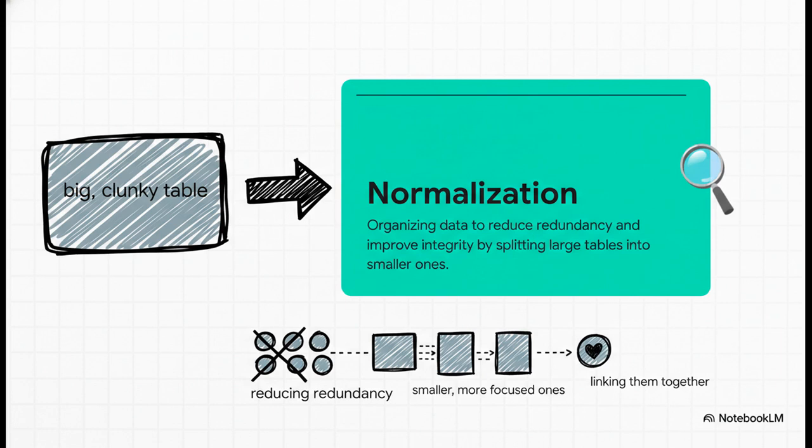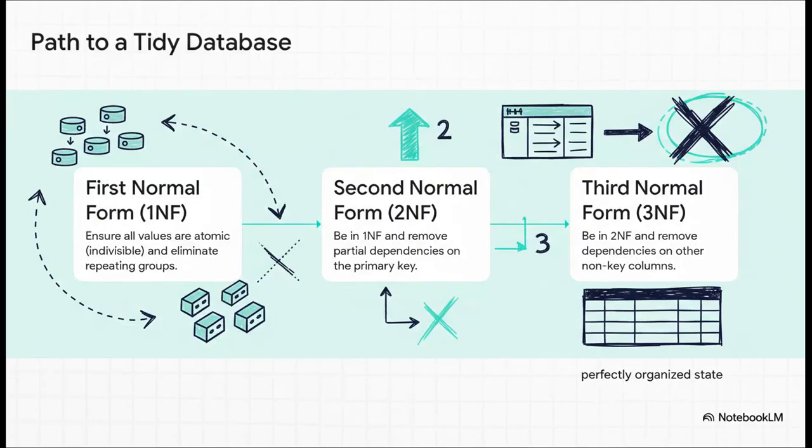And the way you do that is by breaking down these giant, clunky tables into smaller, much more focused ones, and then you just link them together. This is what makes sure your data stays logical, consistent, and way, way easier to manage. Now, this whole normalization thing happens in stages, and we call them normal forms. The first one, 1NF, is super basic. Every single cell in your table gets its own single value. That's it. Think of it like making sure there's only one item in each little box on a spreadsheet.